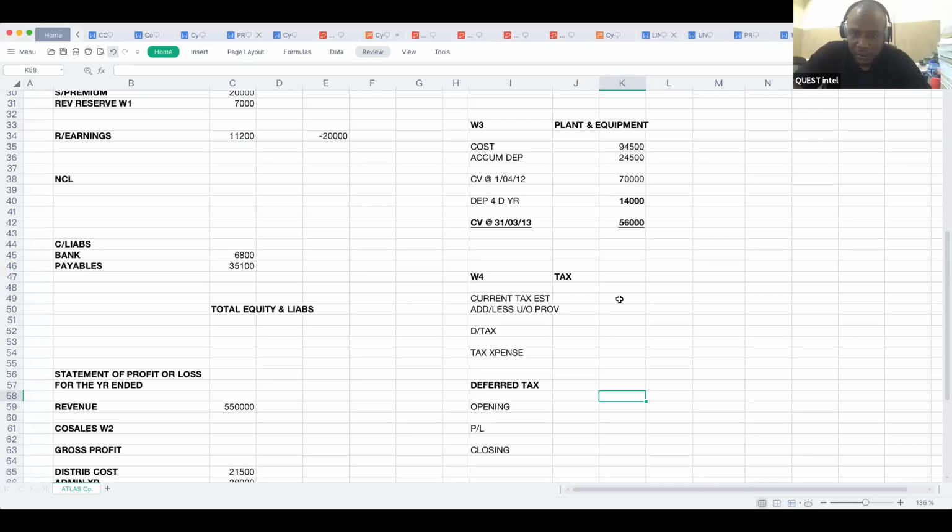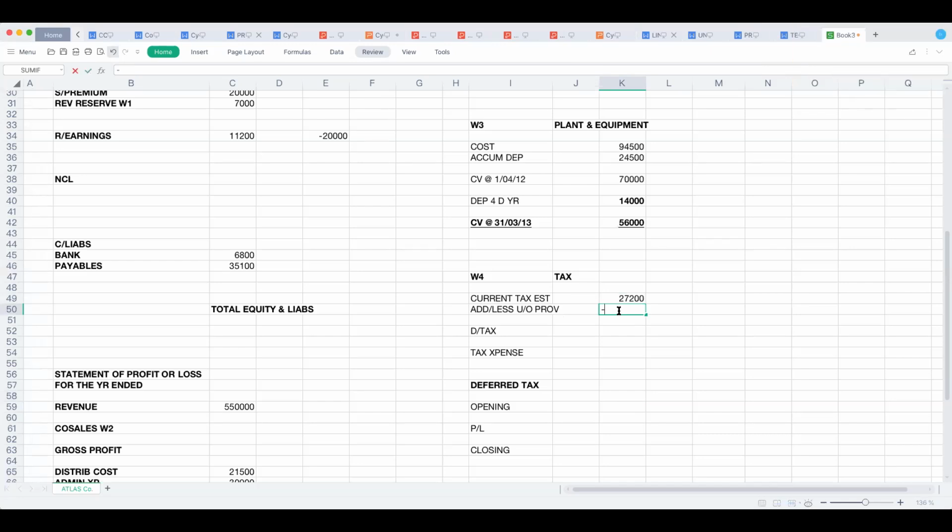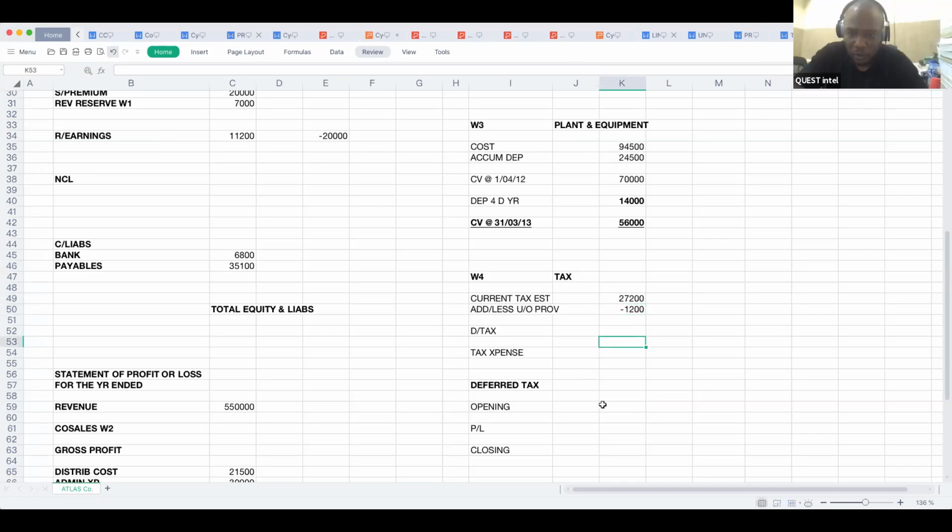Okay, so current tax estimate, we already had that, 27,200. Add or less under provision. We said it was a less under provision, so minus. You can put the minus. How much was that? Did we see 12,000? 200. And then we can go to deferred tax.